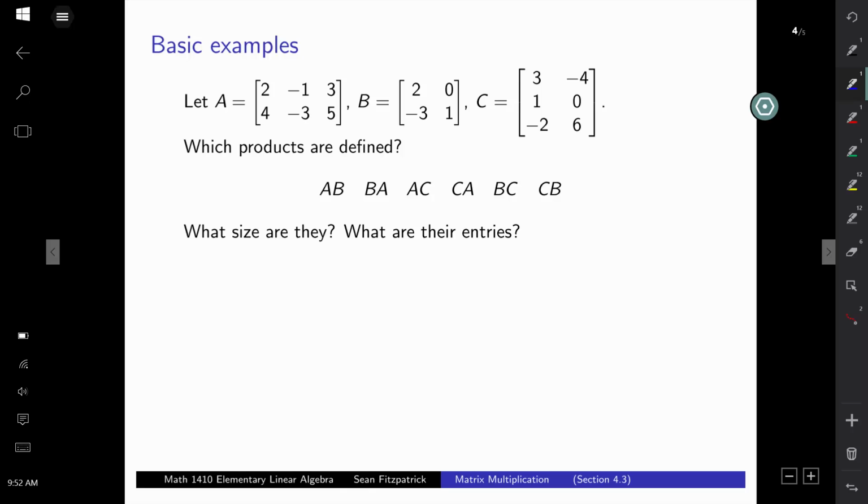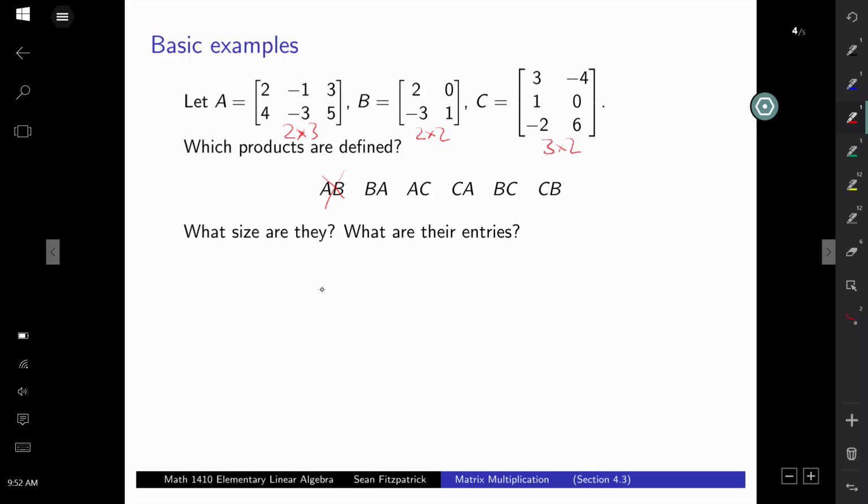Okay, so here are some examples. We want to form some matrices. So first of all, let's note the sizes. Okay, so A has 2 rows, 3 columns. B has 2 rows, 2 columns. C has 3 rows, 2 columns. So which of these can I form? I can't do A times B because the 3 here does not match the 2 there. Those two numbers are not the same. So A times B is not defined.